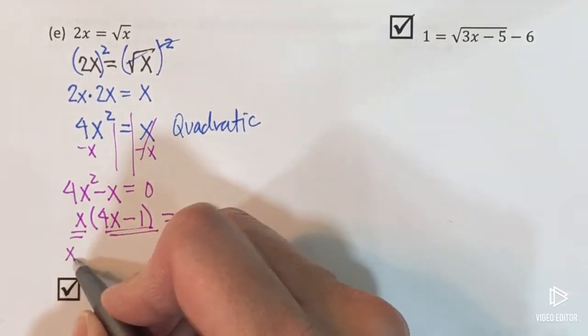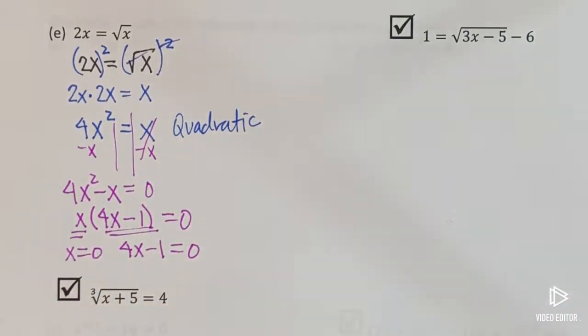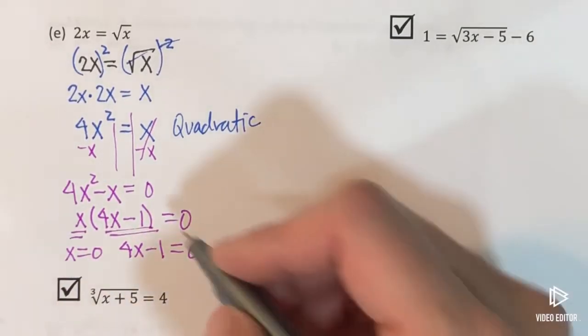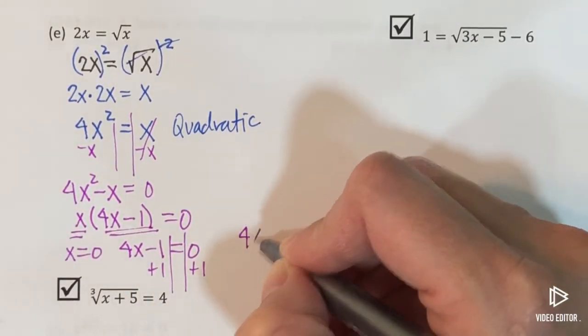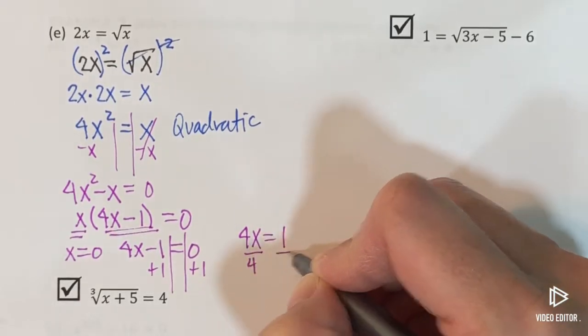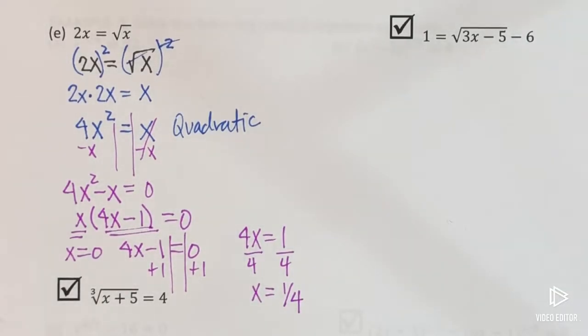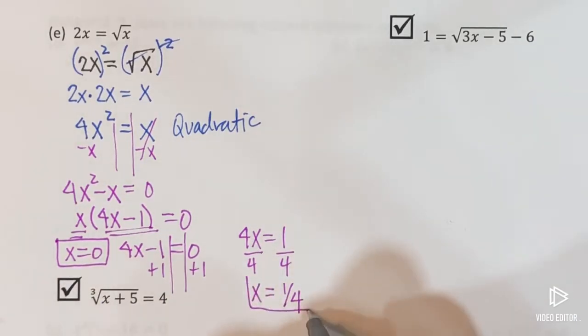Same as before, I'm going to set both of those factors equal to 0. Okay, so x equals 0, I can't do anything there. Over here though, for the 4x minus 1 equals 0, I'm going to add 1. So that gives me 4x equals 1 and then divide by 4. So x equals 1/4. Okay, both of these, I have x equals 0. I'm just going to circle them so I can see them right now. And x equals 1/4, and I have to check them.